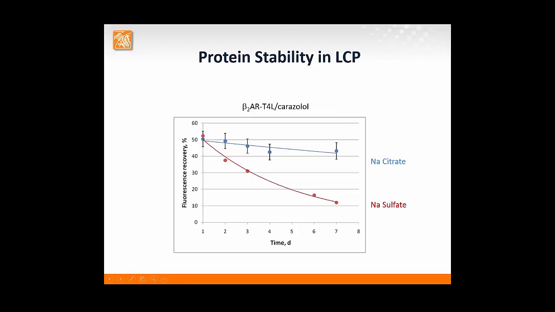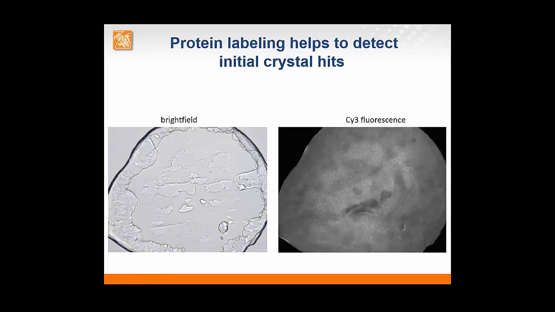So this is a good way of looking at protein stability in the lipidic phase as well. And as I mentioned, a beneficial point of labeling the protein for the LCP FRAP assay is that you can very often spot an initial crystallization hit right in the LCP FRAP assays. As shown in this example, these tiny crystals cannot be detected by using a bright field image or any other imaging techniques. And of course, if you get your initial hit, that's your good starting point for further optimization.